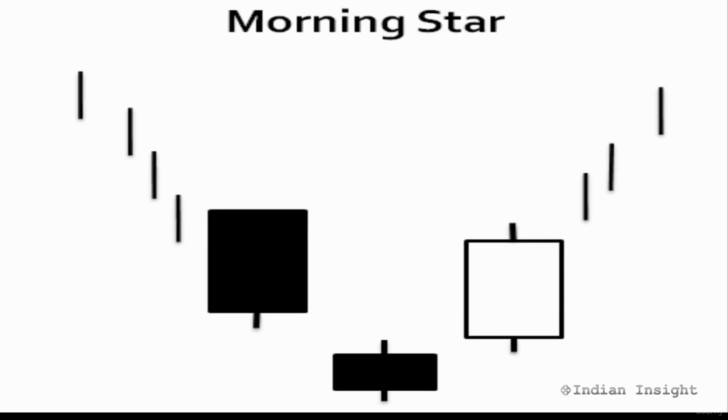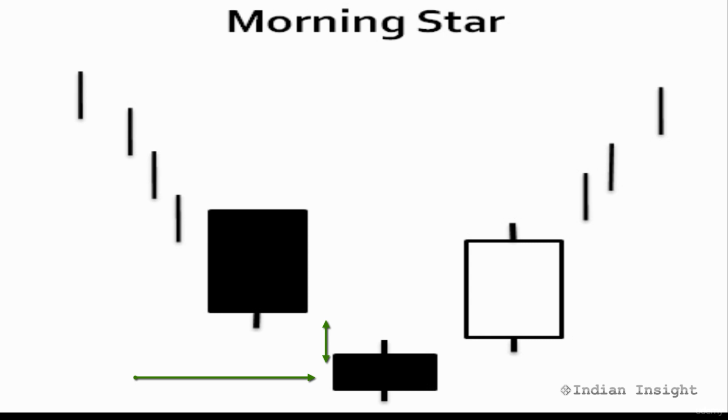Now the opposite of evening star is the morning star. Hence, morning star is a bullish reversal pattern, and its occurrence is of significance only if it comes after a significant downtrend. Now the first day in this pattern is a bearish black candlestick, which signifies the downtrend in full force. On the second day, the prices open lower with a gap and trade in a narrow range.